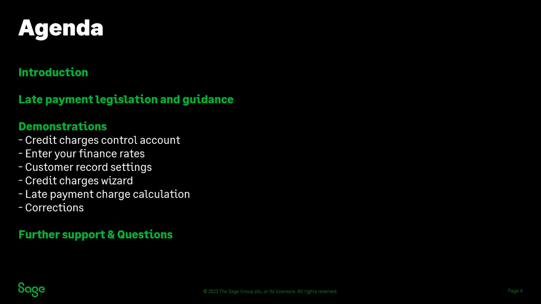And also I'm going to touch on corrections as well. It's very easy for me to say you just do this, this and this, but there will be situations where maybe you apply an interest charge in error, or you've gone in too soon and you've set it to the wrong date. So I'm going to show you how you can undo that, as it were, so that you can then essentially apply that late payment charge again.